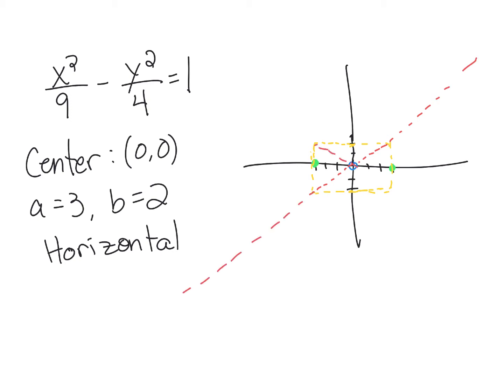So connect the corners. It should pass through the center, and I'm making asymptotes. Now your graph has vertices on the major axis, and you're going to approach the asymptotes. So it kind of looks like parabolas approaching the asymptotes. And that's how you draw a hyperbola. Let's do another one.